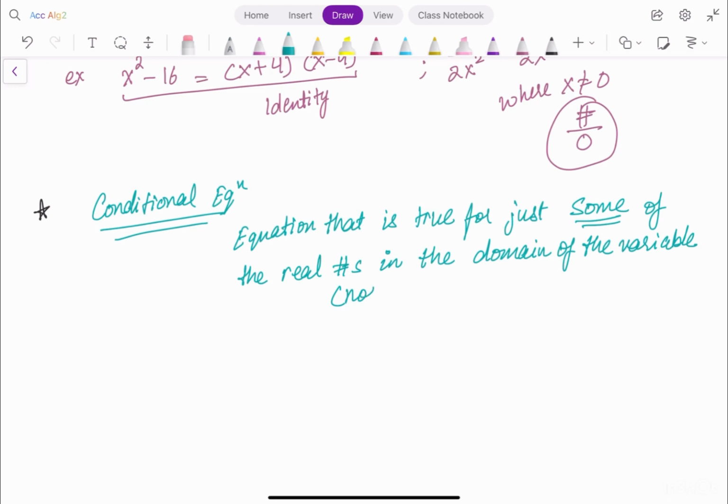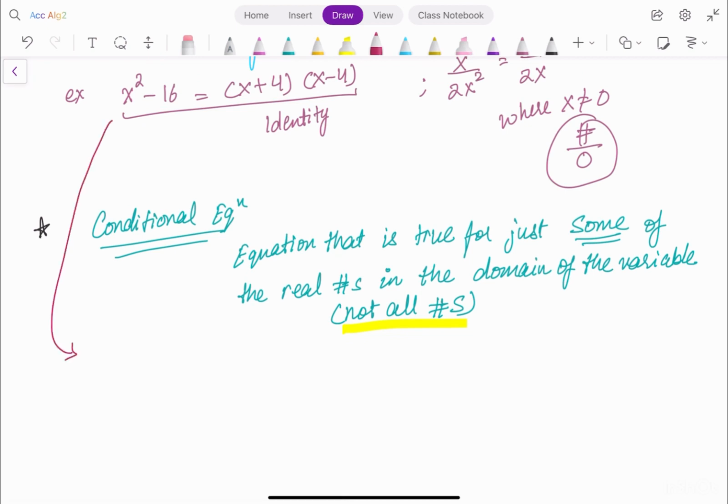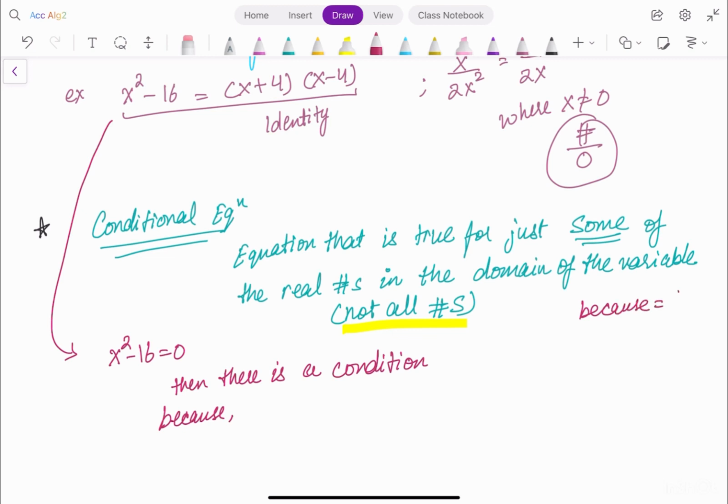Let's take the same example that we took earlier, x squared minus 16. If we rewrite the same example, x squared minus 16, but this time equal to 0, then we are talking about a conditional equation, because then there is a condition that x is equal to 4 and x is equal to negative 4 are the only values in the domain that will satisfy this particular equation. I will be using these symbols to speed up the process. Remember, this equation is in the form of a squared minus b squared.